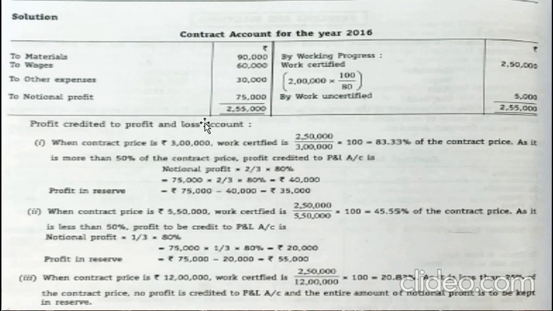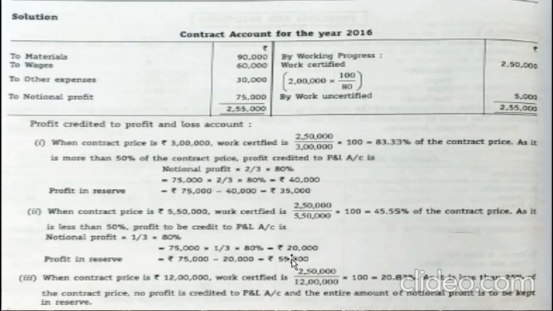If the percentage of cash received is mentioned in the question, then you can directly take 80%. Suppose they have not given that cash received is 80% of work certified, then you need to calculate with the formula cash received divided by work certified. As it is given in the problem as 80%, notional profit, which is 75,000, into 1 by 3 as per the rule. If it is less than 50%, then 1 by 3 will be transferred into the cash ratio, that is cash received divided by work certified, which will give you 80%.